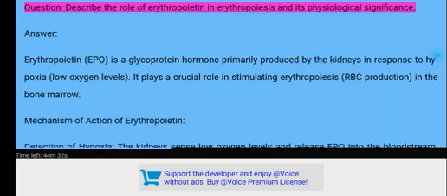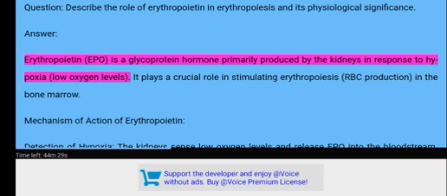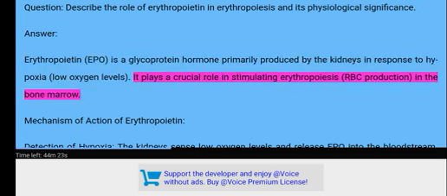Previous year question. Question: describe the role of erythropoietin in erythropoiesis and its physiological significance. Answer. Erythropoietin, EPO, is a glycoprotein hormone primarily produced by the kidneys in response to hypoxia, low oxygen levels. It plays a crucial role in stimulating erythropoiesis, RBC production, in the bone marrow.